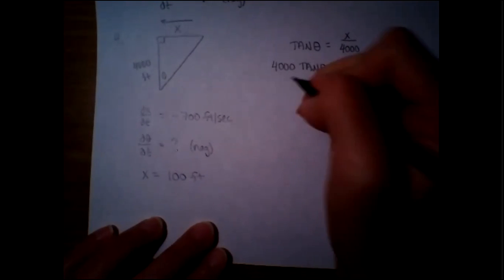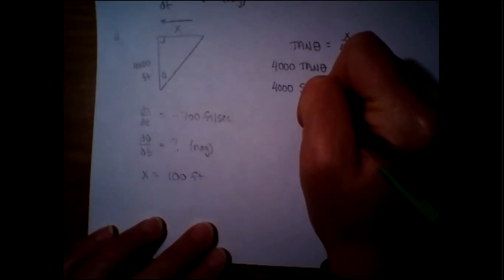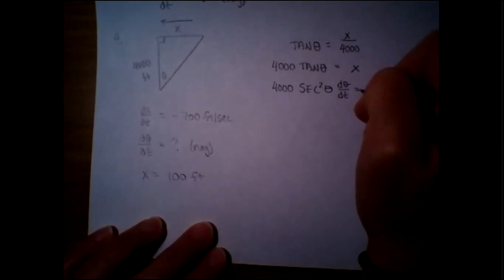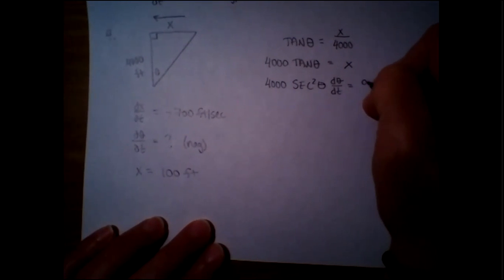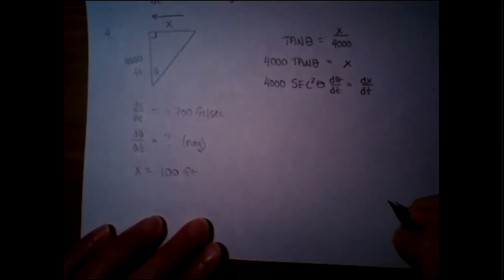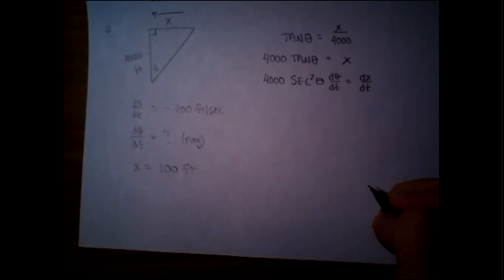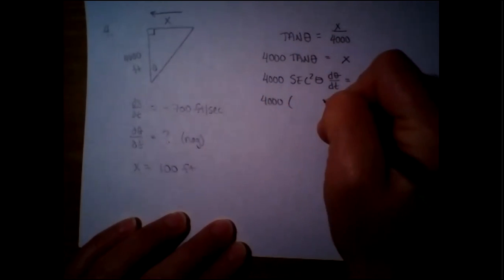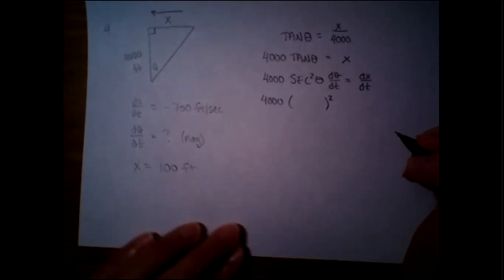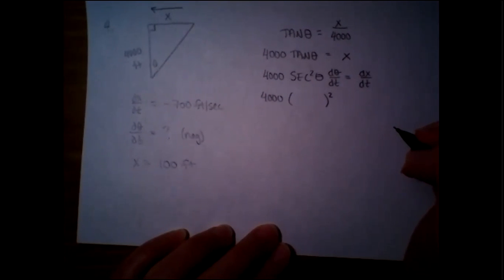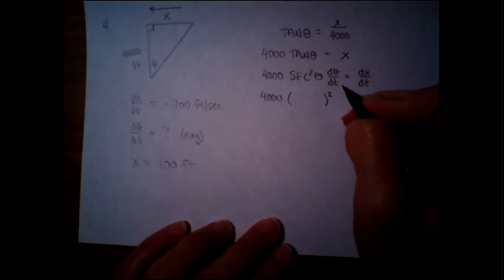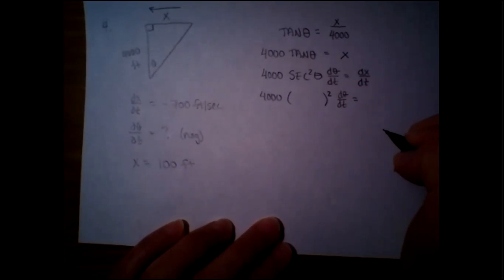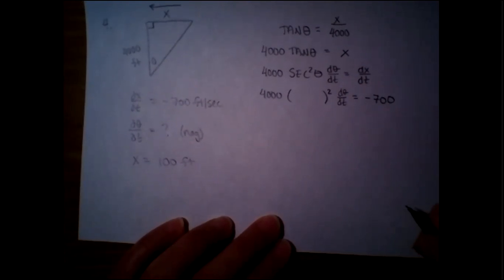All right, now we're gonna do the derivative. So derivative of tangent is secant squared theta, and then d theta dt. And then derivative of x is dx dt. And then we're gonna start plugging stuff in. All right, so this would be 4,000 secant of theta squared. I'm gonna have to come back to that. It's gonna be whatever secant of theta is squared, but I don't have secant of theta. I don't even have theta, so we're gonna have to come back to that. All right, d theta dt is what we're trying to find, so I'm gonna leave that in there. And dx dt is negative 700.